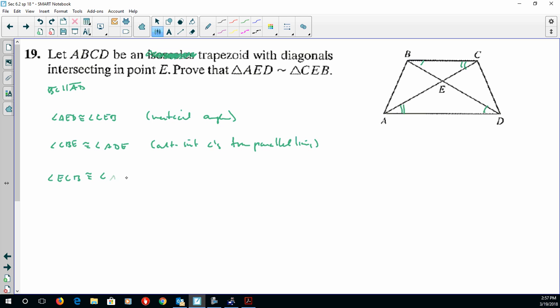The three pairs of angles, these two, these two and these two are all congruent. So triangle AED, nope, it's not congruent. It's similar to triangle CEB. Pretty simple.